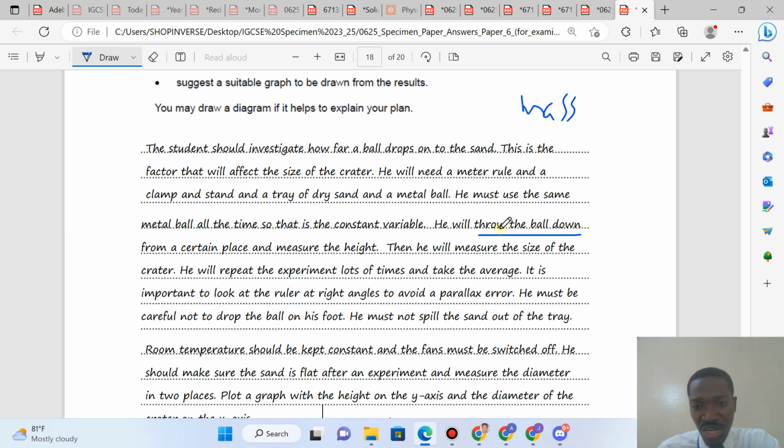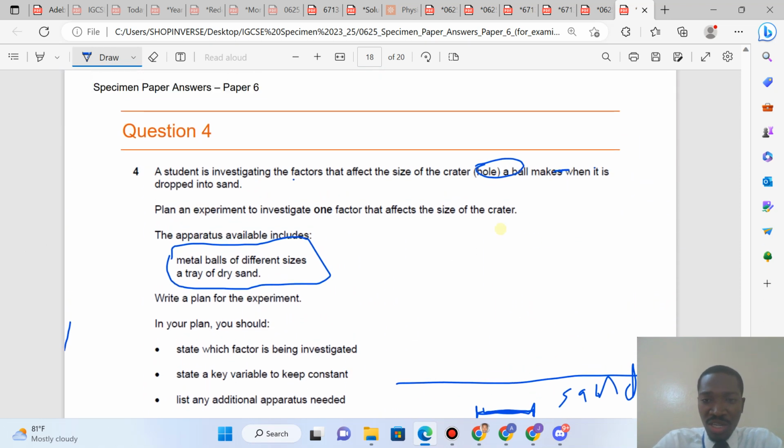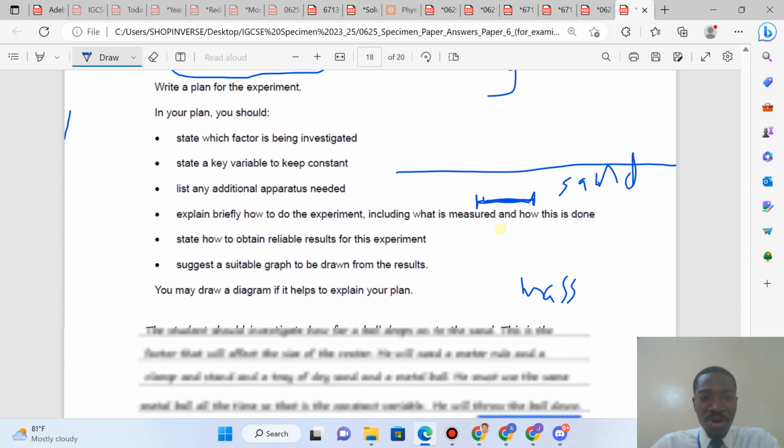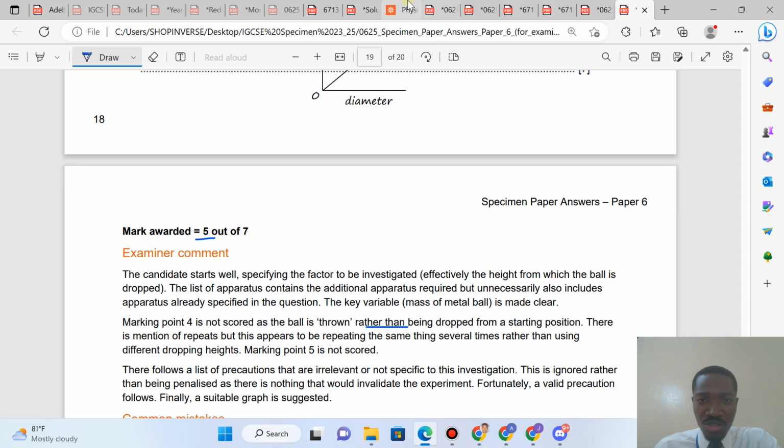He said he will throw the ball. No, you don't throw the ball, you release the ball so that it will fall downwards due to gravity. If you are throwing it, that means you are pushing it downward. How do you measure the force with which you throw it? So you have to use the appropriate verb in this section. When it comes to planning, you must use the correct verbs.